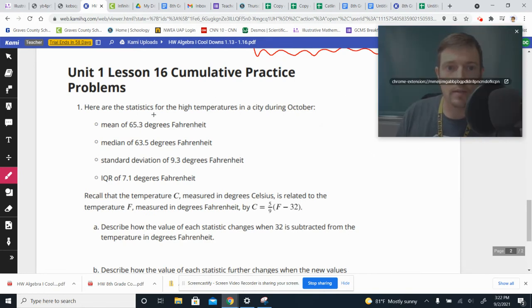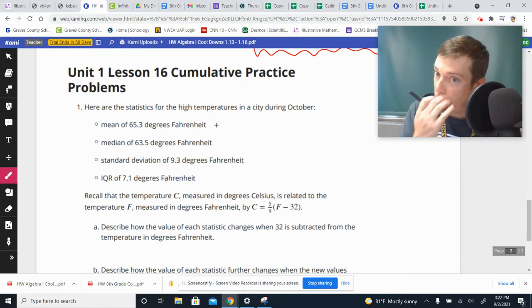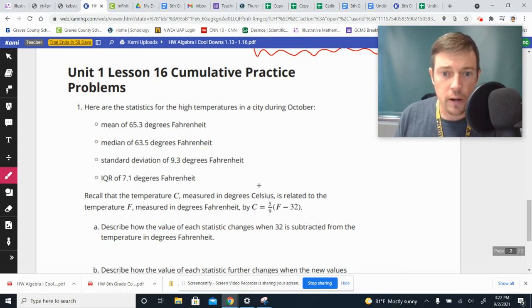So, we've got this statistical information for temperatures in October, and all the statistics are found in Fahrenheit. But the person that has done the statistical analysis wants to convert it into Celsius. They're wondering if the formula can be applied to all parts of the statistical analysis or not. So we're really looking into how the conversion from Fahrenheit to Celsius will affect the spread and the center. We've got to think a little bit outside the box here. It's a challenging way to think.